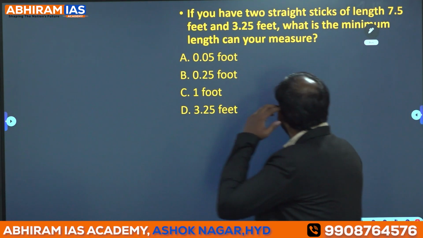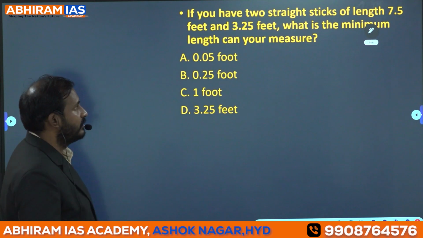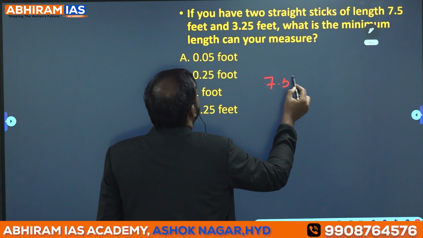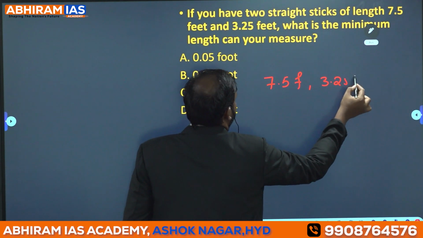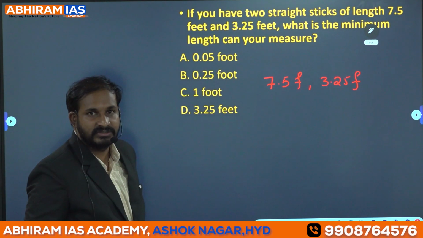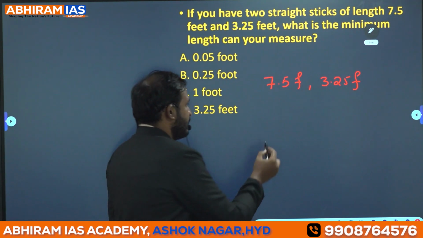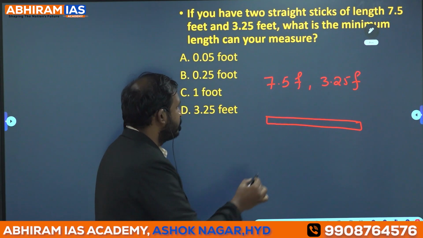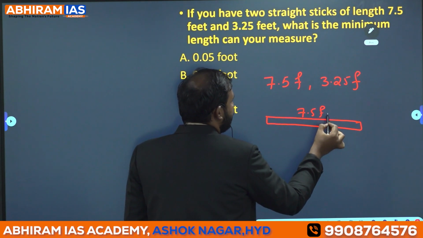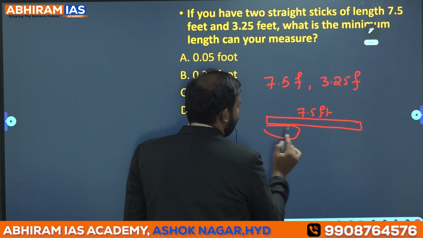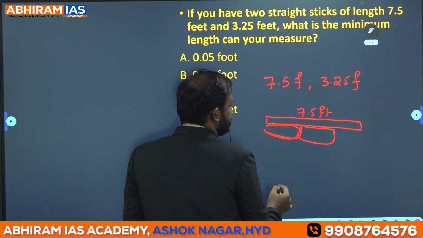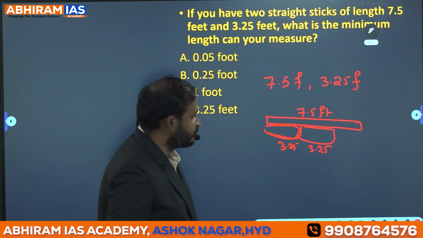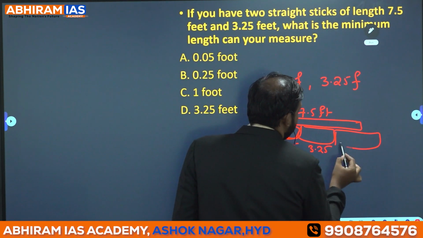If you have two straight sticks of length 7.5 feet and 3.25 feet, what is the minimum length you can measure? See here, you have two sticks, 7.5 feet and 3.25 feet. What is the minimum length you can measure by using these two sticks? If I place this big stick here, assume this as 7.5 feet, now I will place this small stick two times. Once here and then next time here. So 3.25 and 3.25, what does it become? 6.5.